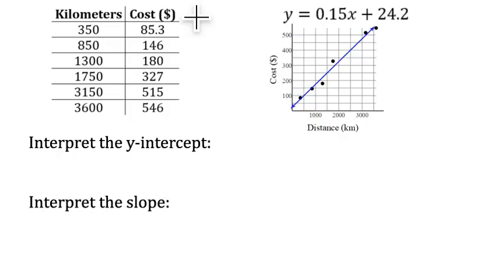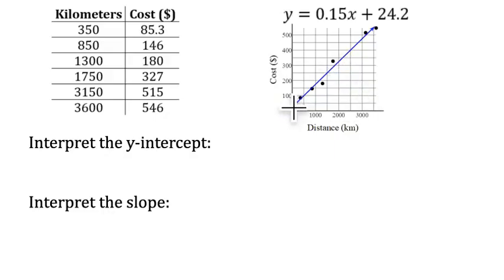The table in this example shows how the cost of a flight is related to the distance traveled. This relationship can be modeled by the equation y equals 0.15x plus 24.2, where x is the distance in kilometers and y is the cost in dollars. The technology used to create this equation tries to minimize the distance between the points and the line. These distances between the points and the line are called residuals.